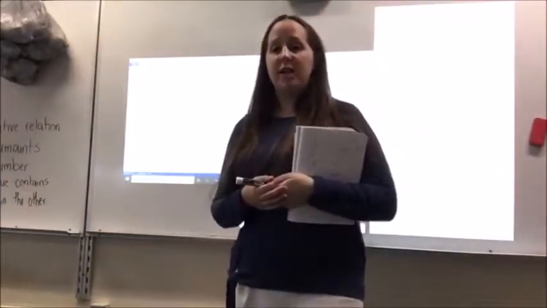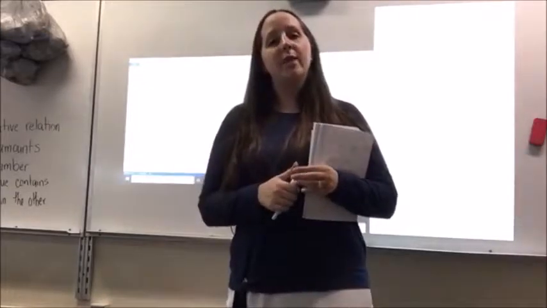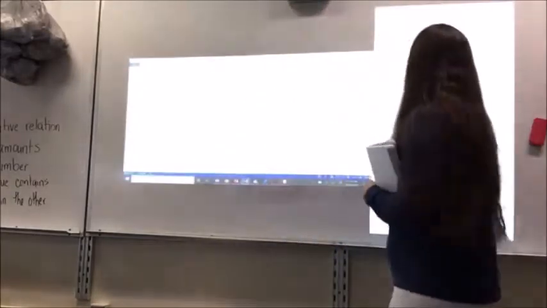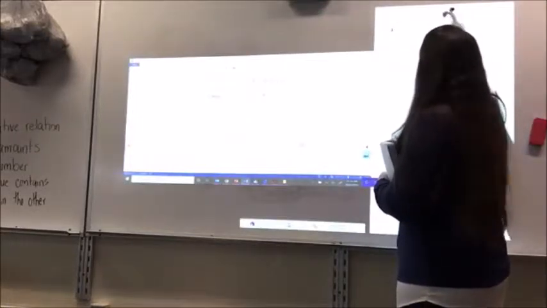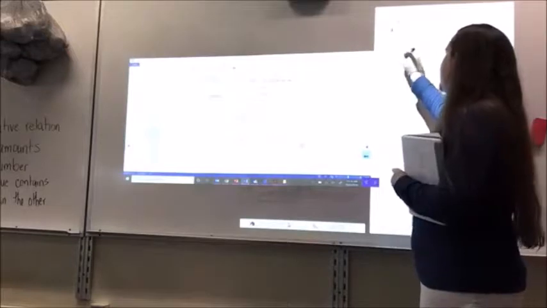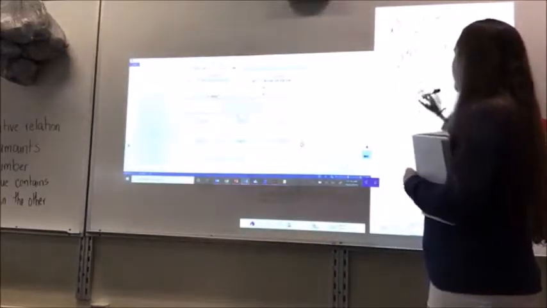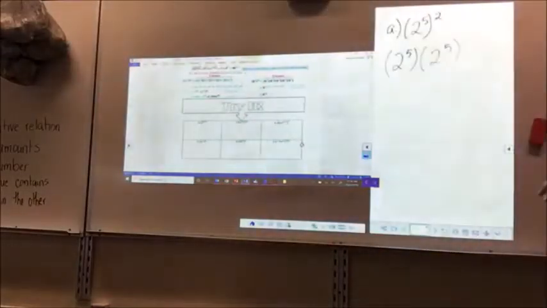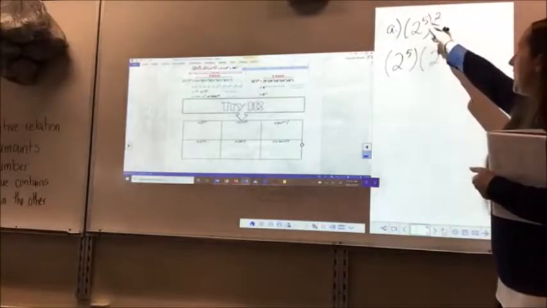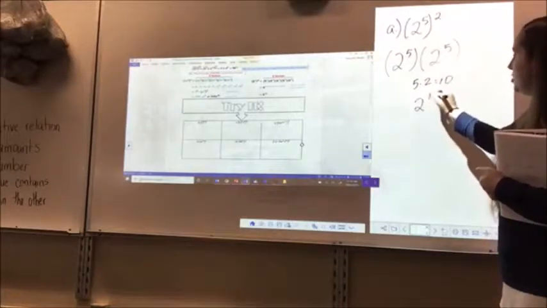Alright, now that you've had a chance to try the try problems on your own, let's go over the answers together. So the first one, letter A, says 2 to the 5th squared. What this is really saying is 2 to the 5th times 2 to the 5th, okay? But I know that using the power of powers rule, I can simplify this, okay? When I do that, I'm going to take my exponents and multiply them together. 5 times 2 gives me 10, so I get 2 to the 10th power.